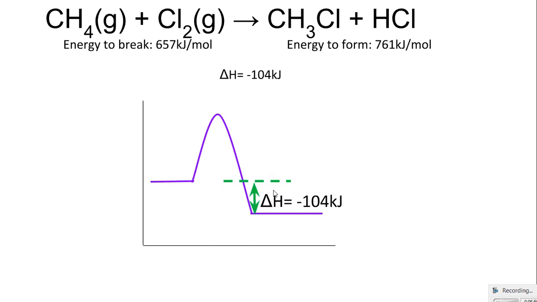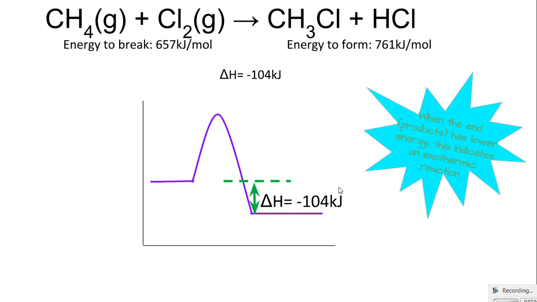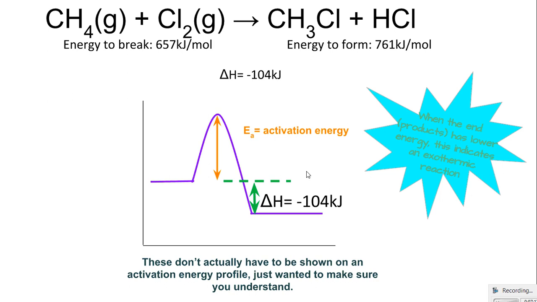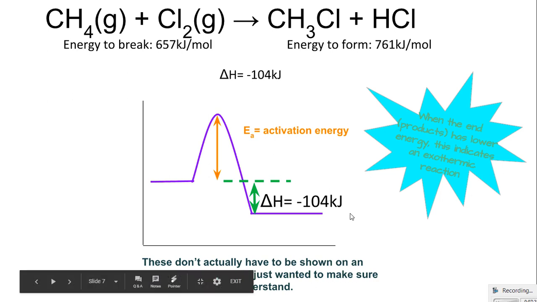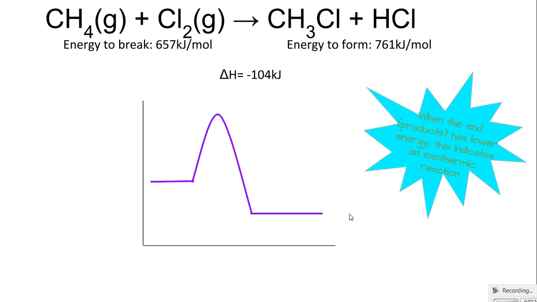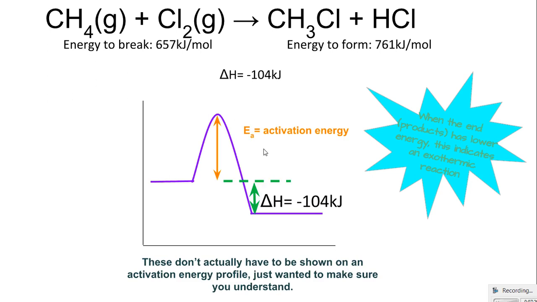As long as you recognize that this difference is the enthalpy, and when it's negative, the products are going to be lower than the reactants. So that's an exothermic reaction. This was the activation energy, so this 657 kilojoules per mole to actually break all of those bonds. These values don't actually have to be shown on there. I just wanted you guys to see what it meant.